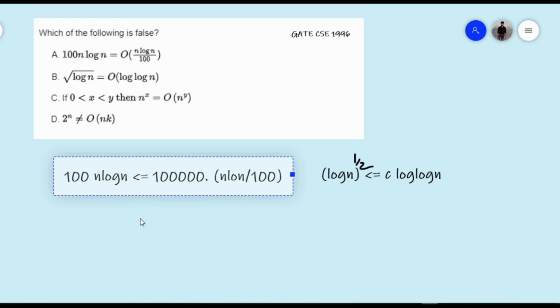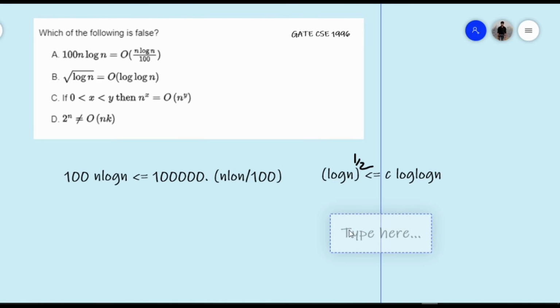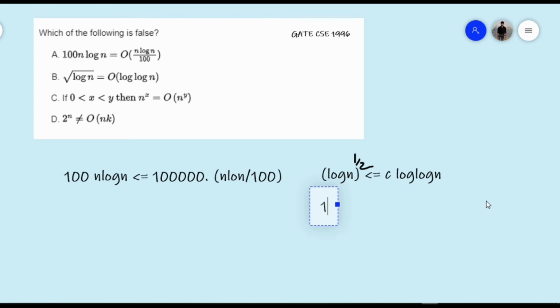Here option B says, under root n log n is equal to big O of log n. So what does it mean? Log n, because of root we can write it as power 1 by 2, less than equal to c log n. Because there is nothing common, we can take log here. If we take log here, it will become 1 by 2 log n less than equal to c log n.